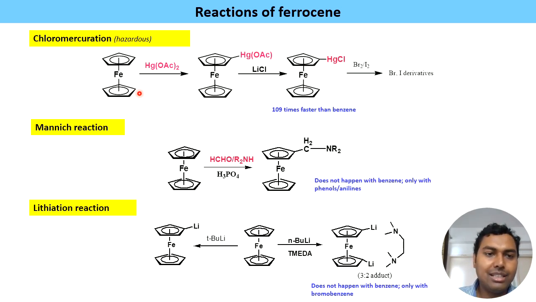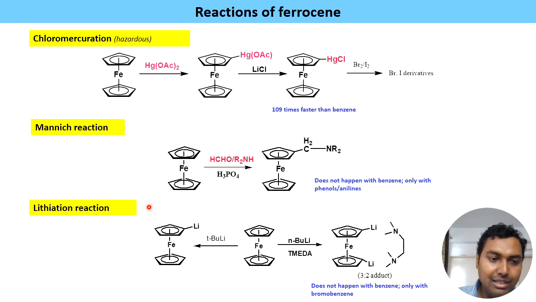If we react ferrocene with mercuric acetate, we can deprotonate this proton here, and then mercuric acetate can attach to this group. Followed by that, when it reacts with lithium chloride, it generates HgCl. So this is the mercury chloride ferrocene compound. We can also do the Mannich reaction on ferrocene, and we can generate the CH2NMe2, an alkylamine.